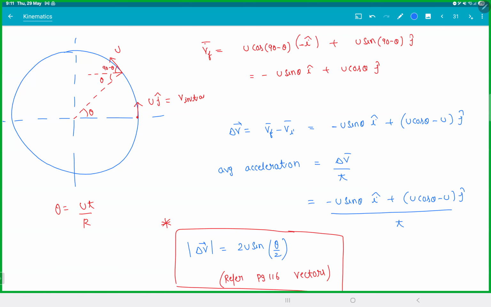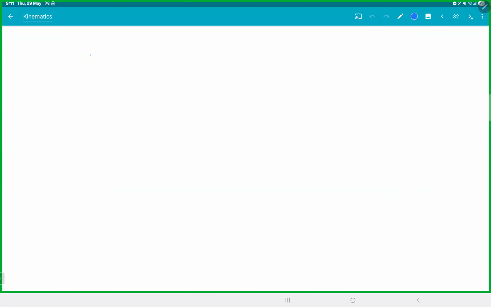Let's see. So your velocity v is u sin theta i cap plus u cos theta j cap. And we know theta is ut by r. So substitute there. That will be minus u sin(ut by r) i cap plus u cos(ut by r) j cap.